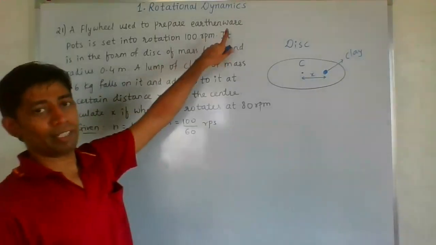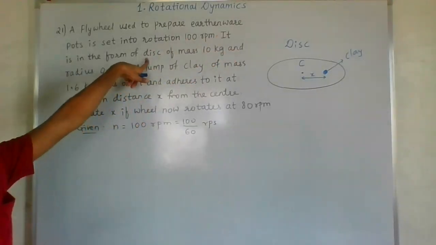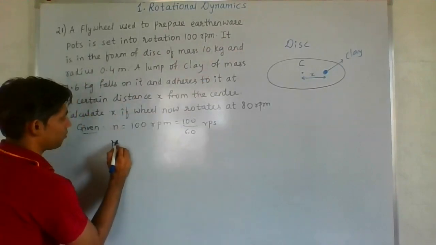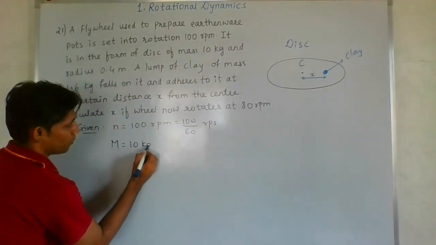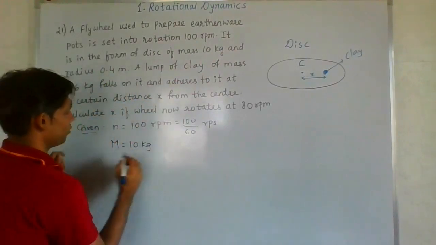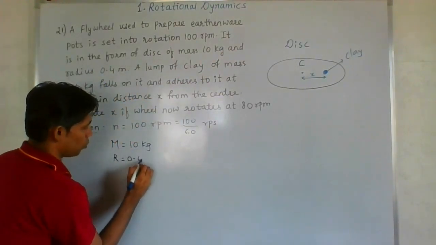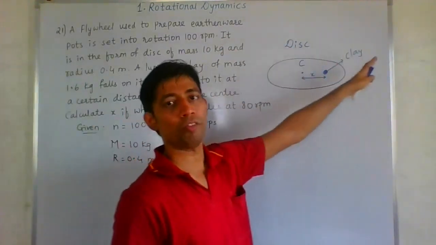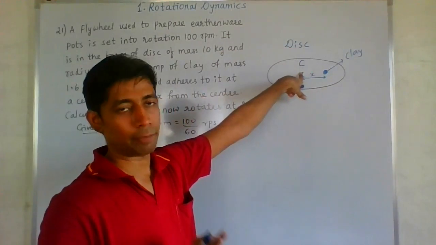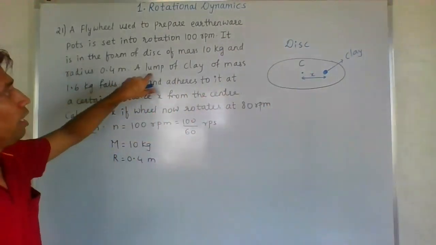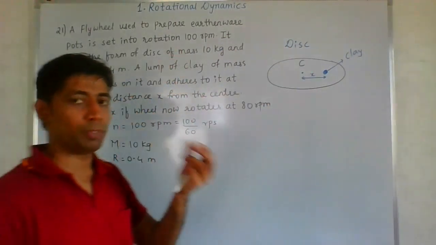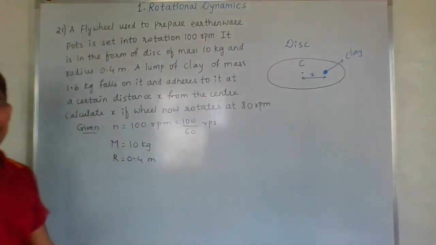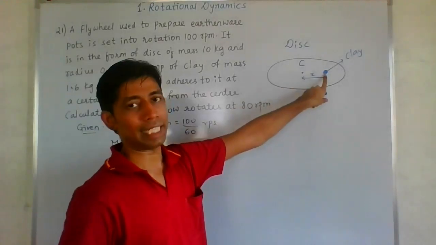Now, what is given? कि flywheel actually a disc है. It is in the form of a disc, जिसका mass है 10 kg. So capital M में mass of flywheel से denote कर रहा हूँ. And उसका radius भी दिया हुआ है, which is nothing but 0.4 meter. तो यहाँ diagram में देखो, यही वो flywheel समझो, which is in the form of disc. इधर एक उसका सेंटर पॉइंट है। आगे क्या दिया है, a lump of clay, क्ले का कुछ एक ऑब्जेक्ट, ओके, जिसका मास दिया हुआ है, how much it is given as 1.6 kg.